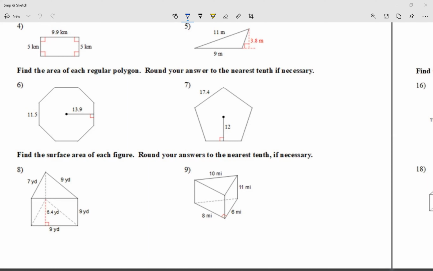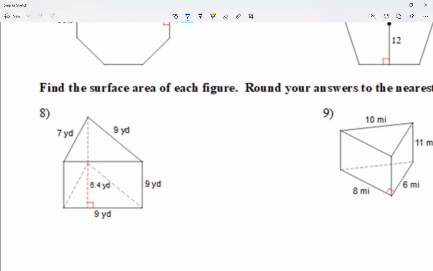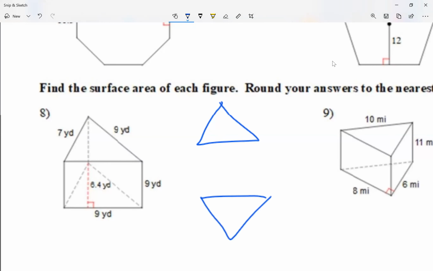So what I want you to do, let's take a look at question number 8. This is a triangular prism. So what I want you to do is, first of all, break it down into shapes. So the top and the bottom are going to be two triangles. So let me just do a triangle on the top, a triangle at the bottom. And I know this figure is going to have rectangles. Now, in this case, there are going to be 3 rectangles.